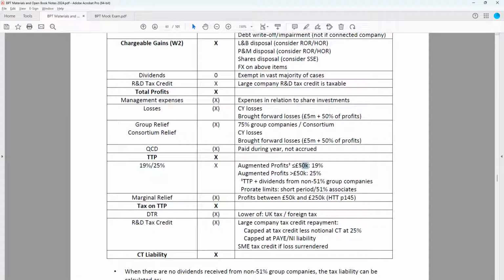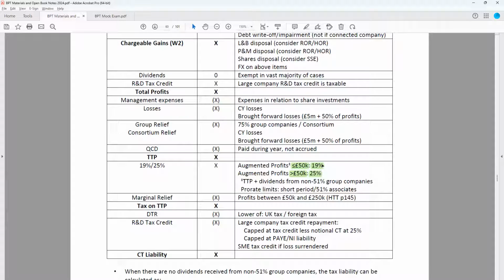So if profits are below 50K, the company pays tax at 19%. If profits are above 50K, the company pays tax at 25%. So obviously that's a huge jump. Remember, these aren't tax bands. It's not the first 50K at 19% and then over 50K at 25%. If you're over 50K, all the profits are taxed at 25%.